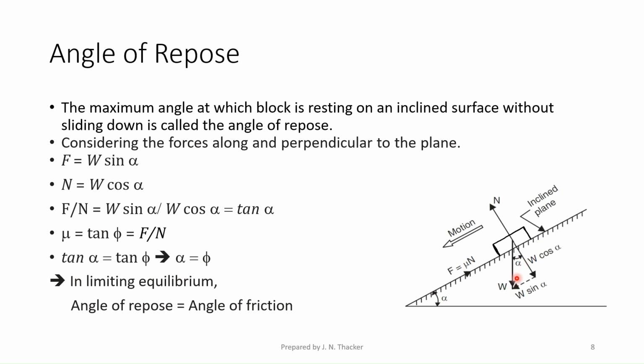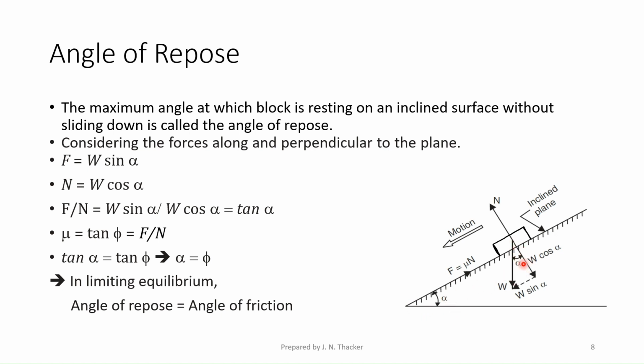Now we will resolve this force W into two components. First along the surface, other perpendicular to the surface. For that we need this angle. So if this is alpha, this will be alpha. You turn these two lines at 90 degrees and you get these two lines.